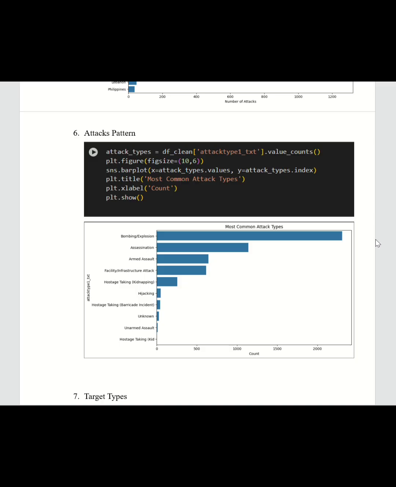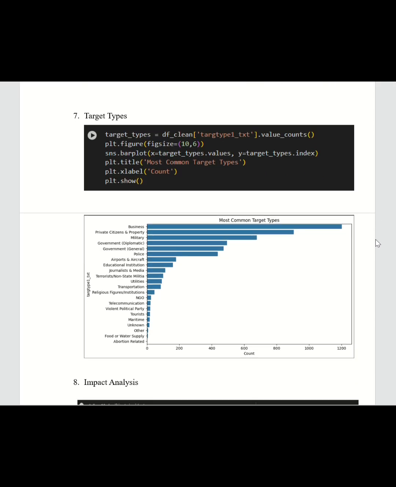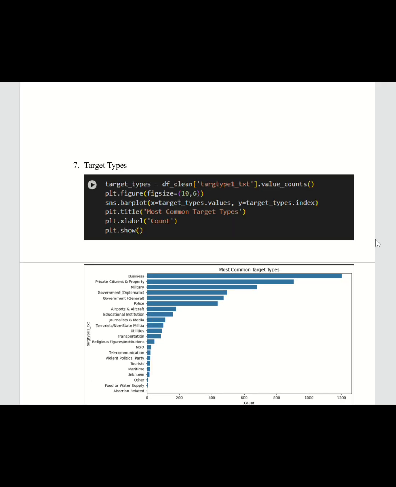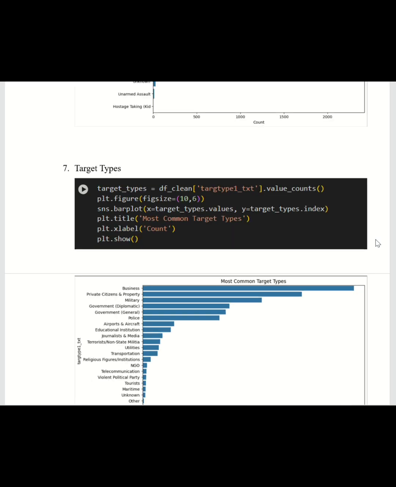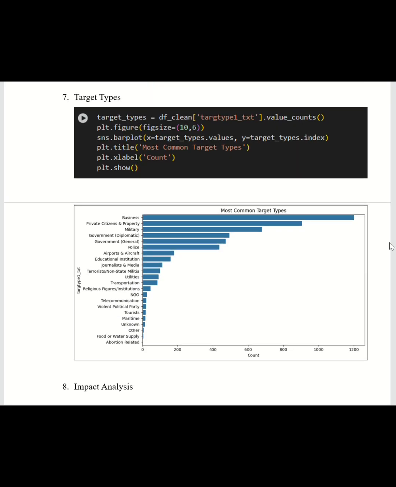After that, I found the target types. The code uses value counts to count the occurrences of each target type, then plots a bar chart using Seaborn to visualize the counts of each target type. Basically, this graph shows the count of different target types like business, military, government, etc. Business is the most common target type, followed by private citizens and property, and military.